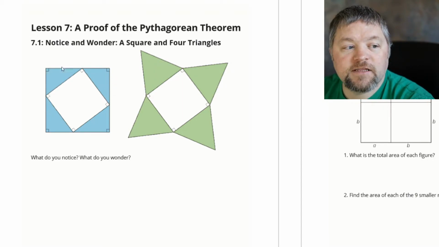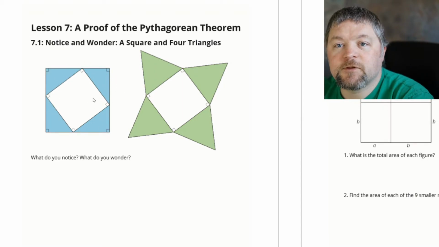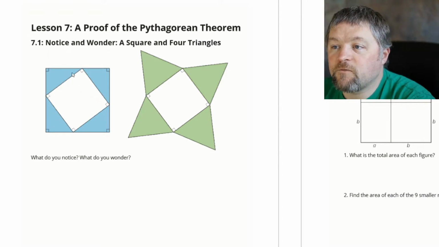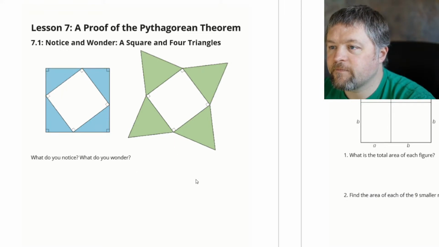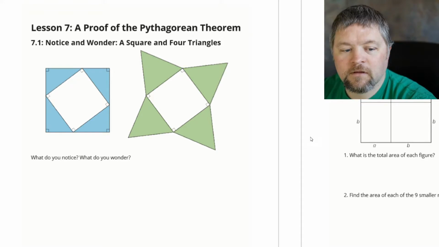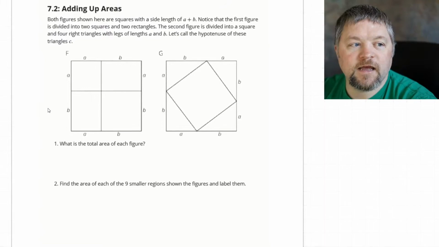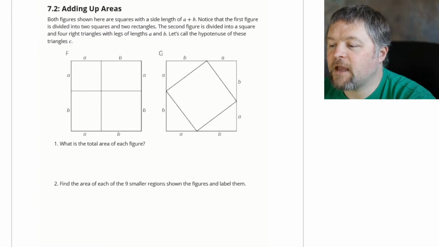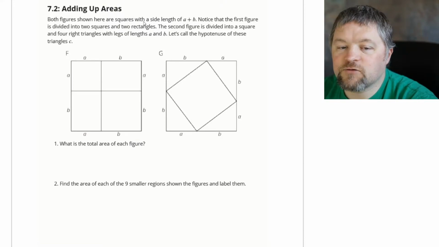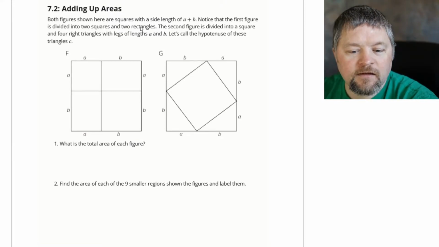Well, especially this diagram with the blue looks very similar to what we've been doing so far, where we have been taking an outer square and enclosing a smaller angled inner square. So now let's look at our first problem today. Adding up areas. Both figures shown here use squares with a side length of A plus B.